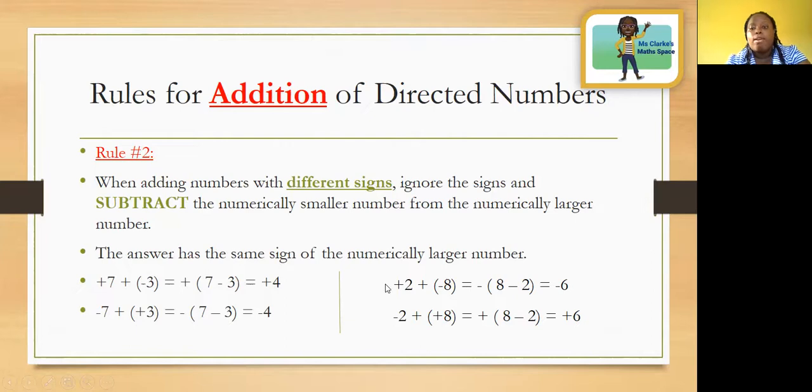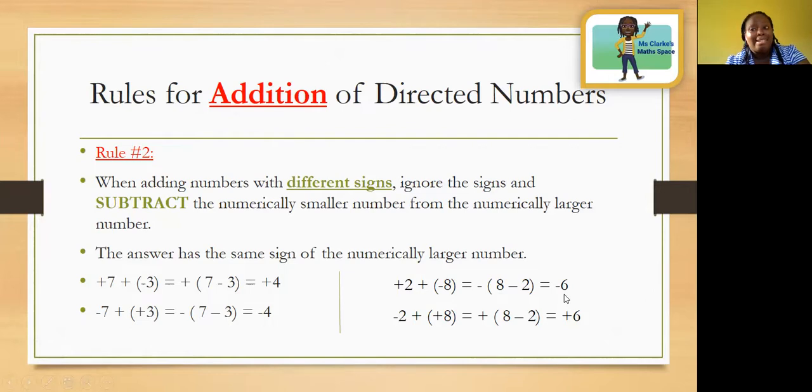We have example 3. We have positive 2 plus negative 8. Two different signs, a positive sign and a negative sign. We keep the sign of the larger number, in this case negative 8. 8 is the bigger number, and the sign in front of 8 is negative. So we know that we're going to have a negative result. The answer is supposed to be negative. So you have 8 minus 2 is 6, and then you keep the minus sign. That's how we get negative 6.